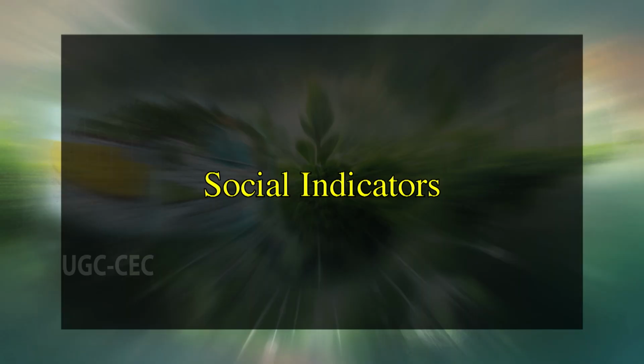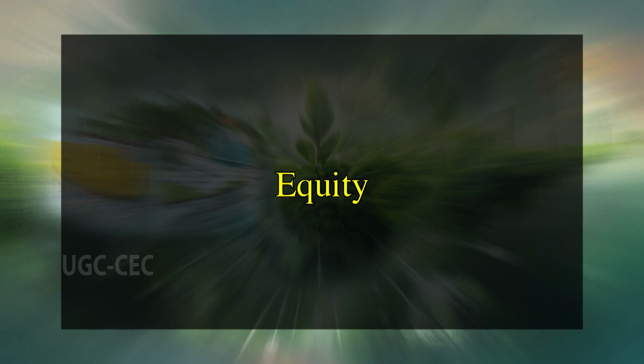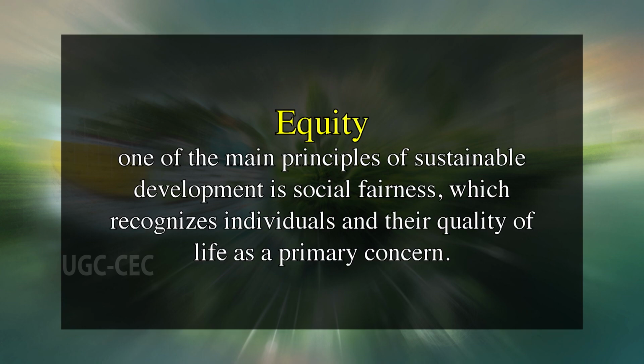So now we are going to discuss the social indicators. That first includes equity. One of the main principles of sustainable development is social fairness, which recognizes individuals and their quality of life as a primary concern. The degree of justice and inclusivity in the allocation of resources, provision of opportunities, and making of decisions is all part of equity.